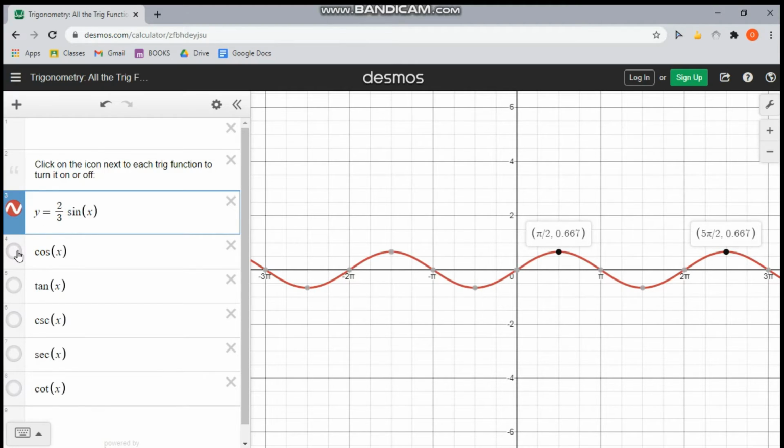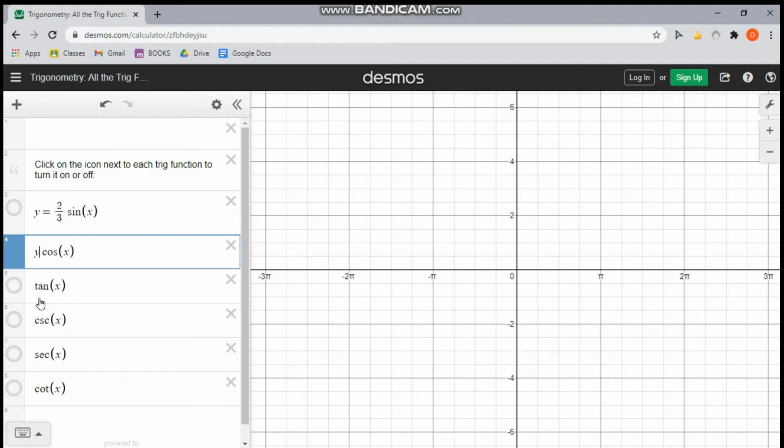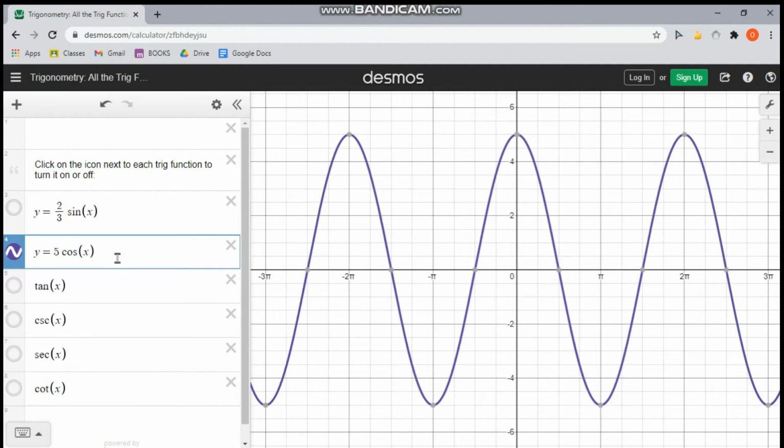This also applies for the cosine function, so we'll turn that off. For example, we have y equals 5 cos theta, or x. We have 5 as the amplitude, and the period, which is the difference of the two x values of the highest points, which is 2 pi minus 0, which is 2 pi.